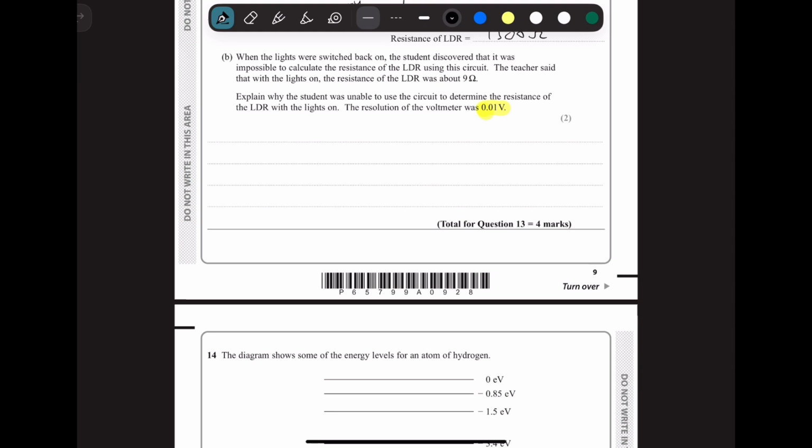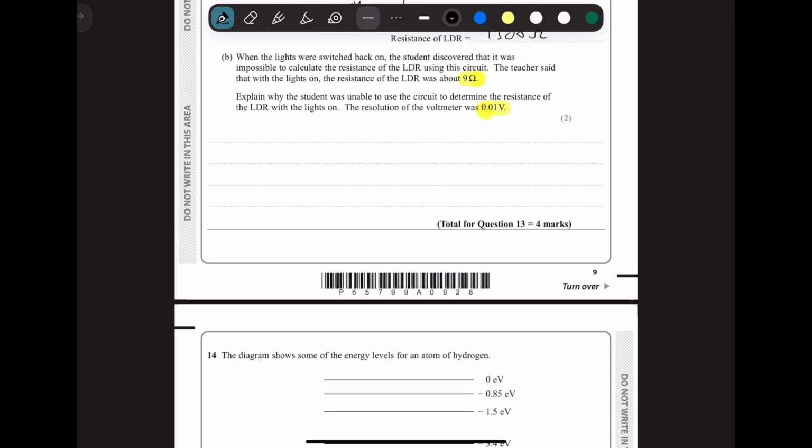And the teacher is saying, by using this circuit, you can never find the resistance or the voltage across the LDR. Now we have to figure out why this is so. They have given you the smallest division of the voltmeter, that is 0.01 volt. So if we can find the voltage across the LDR when its resistance is 9 ohms and compare that value with the resolution of the voltmeter, we might get an answer. So let's see.